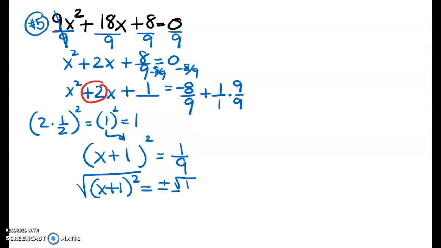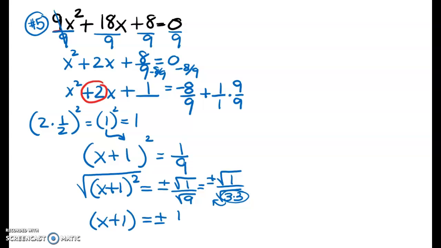And I'm going to split up my fraction here because it makes it easier. And I know my numerator, the square root of 1 is just going to be 1, but my denominator factors, and I have a nice group of 2 here. So when I take the square root, I get x plus 1 equals plus or minus. The square root of 1 is 1. The square root of 9 is going to be 3, so equals plus or minus 1/3.